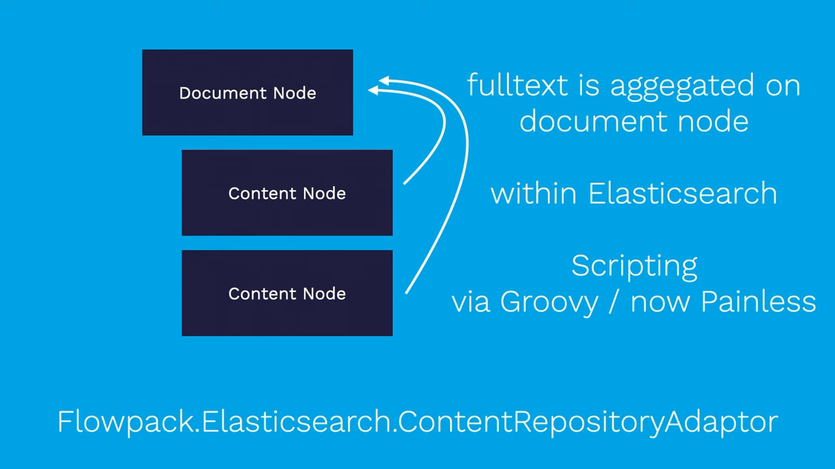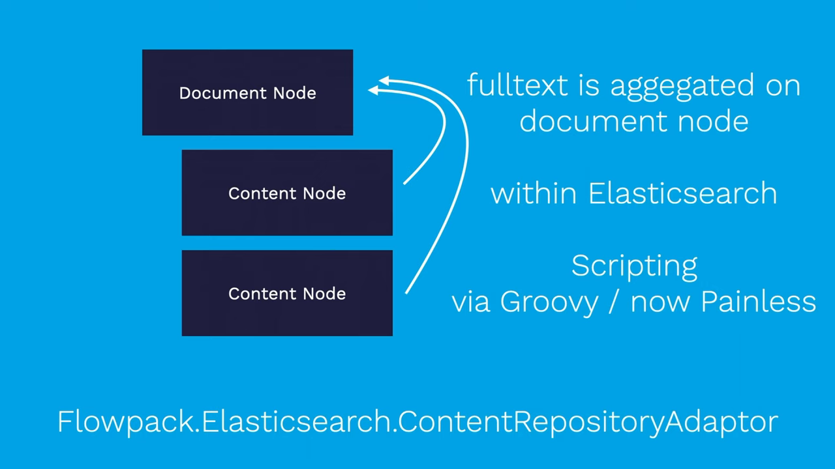Just as an understanding, the main difference for indexing is that the CR adapter indexes every node one by one, and then the full text is aggregated to the document node within Elasticsearch via Groovy scripting, now called painless scripting. Just to illustrate, if you have these three nodes, what is happening in the back with the Flowpack Elasticsearch CR adapter is that first the document node is indexed, and the system says, well, I pretty much don't have any content, it indexes the title and these kinds of things. Then the first content node is indexed, and then a really complicated script is sent to Elasticsearch, which also updates the document node and aggregates all the content which is already known to Elasticsearch.